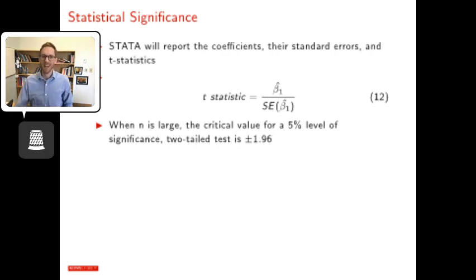And when n is large, the critical value at the 5% level for a two-tailed test of significance, as we know, is plus or minus 1.96. So often we just approximate it close to 2. So if our t-statistic is greater than 2, often we say that's statistically significant at the 5% level.